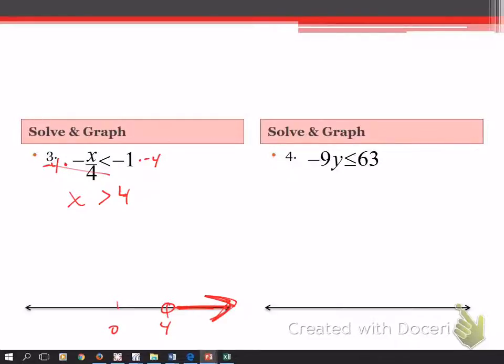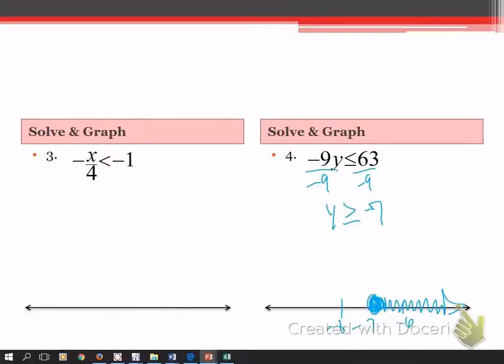Try number 4, see what you come up with. You can stop the video, start it back up, and see if you're right. Did you get this? Did you get y is greater than or equal to negative 7, and did your graph look like this? If not, you've got to find some help, okay?